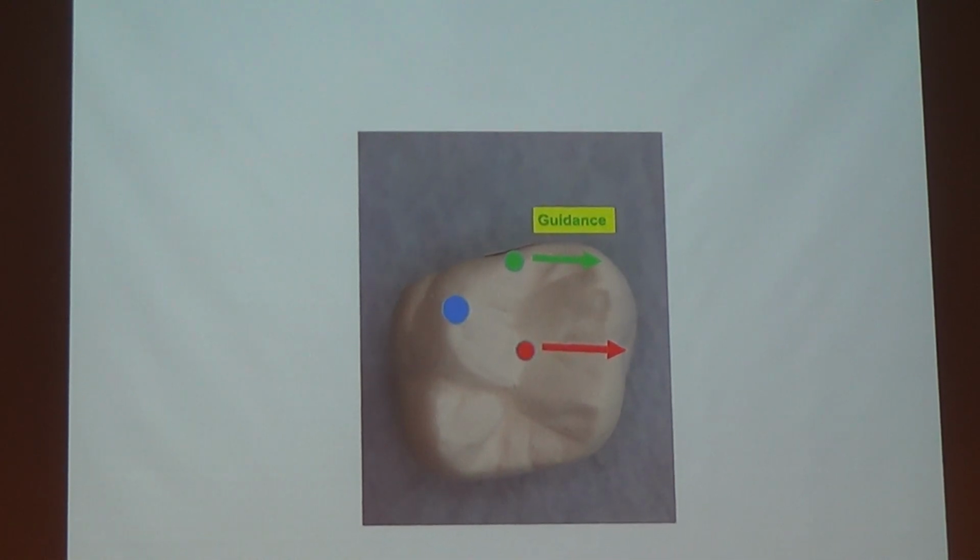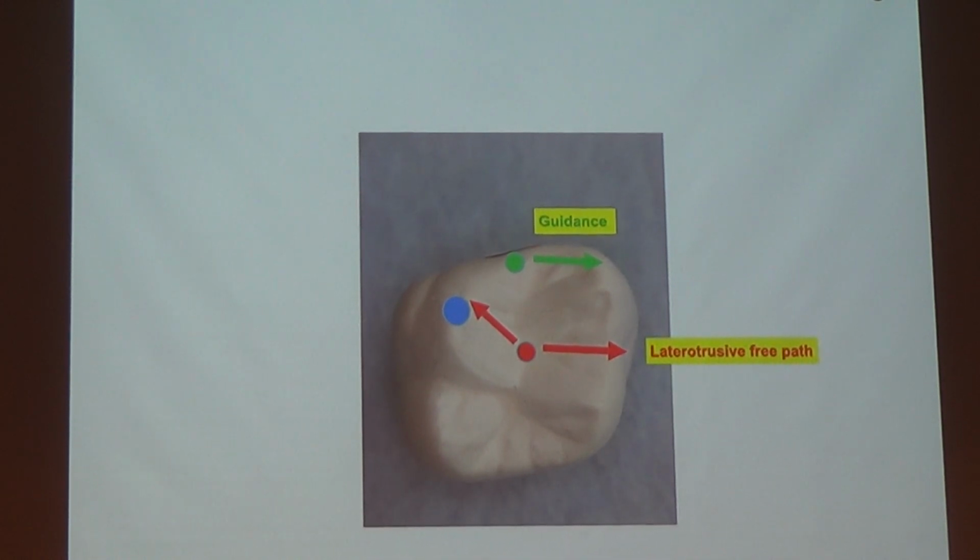This is the movement that happens with the lower cuspid. So this is kind of a free path, because there is no interference. And the other side is the same. So it always guides on top of the ridge.